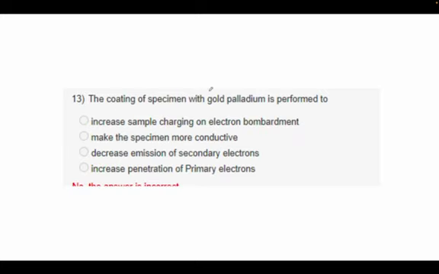The coating of specimen with gold palladium is performed to dash. Okay, so it is essentially used to make the sample more conductive. This is the sputtering step in scanning electron microscopy. Okay, it's used to make the sample more conductive. It's used to increase contrast in scanning electron microscopy.